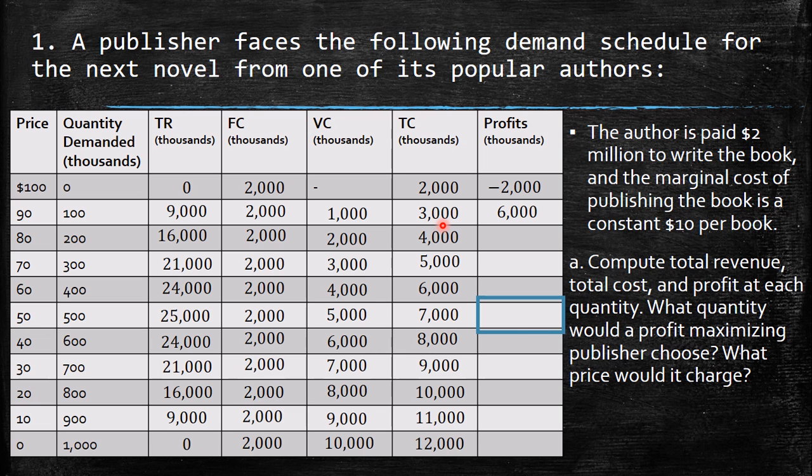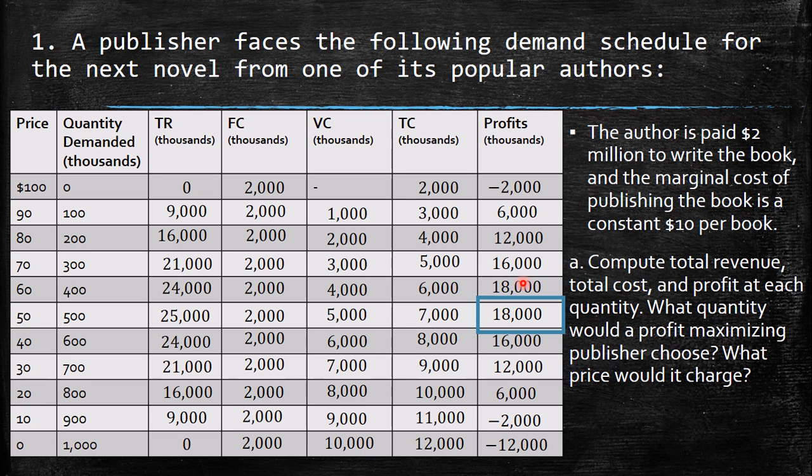Then you have this one, which is going to be 9 minus 3, then 16 minus 4, 21 minus 5, 24 minus 6, 25 minus 7, 24 minus 8, 21 minus 9, 16 minus 10, 9 minus 11, which is going to be negative, and then it's going to be this one minus 12.